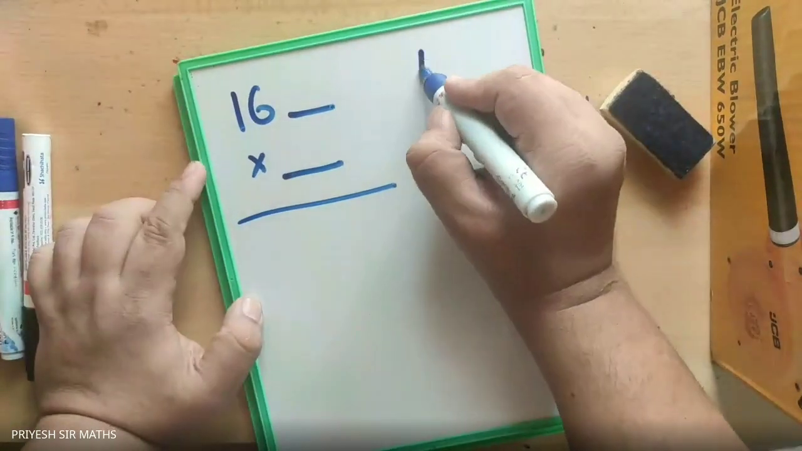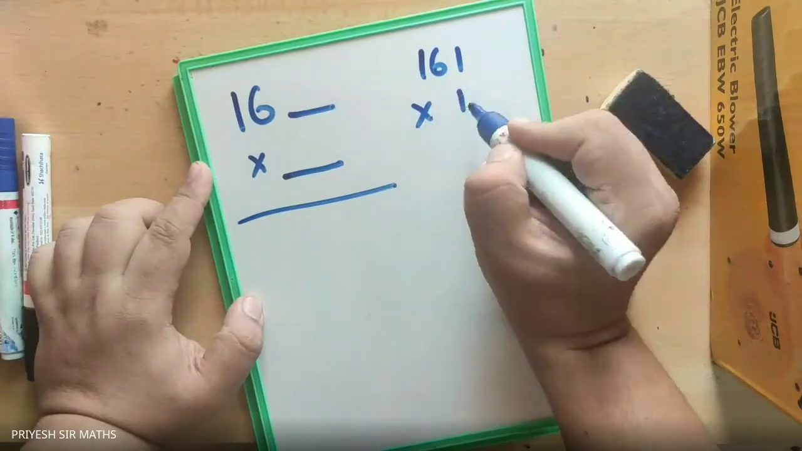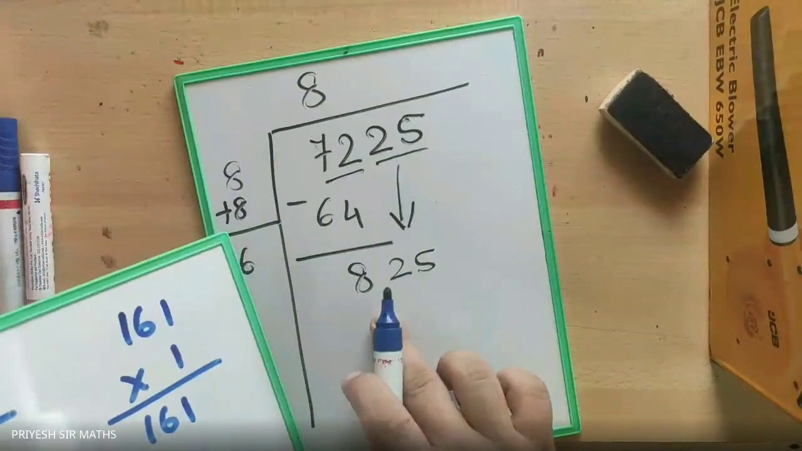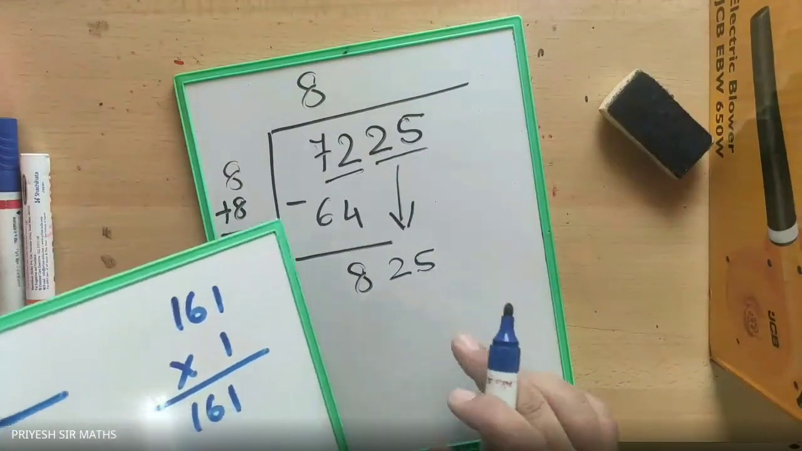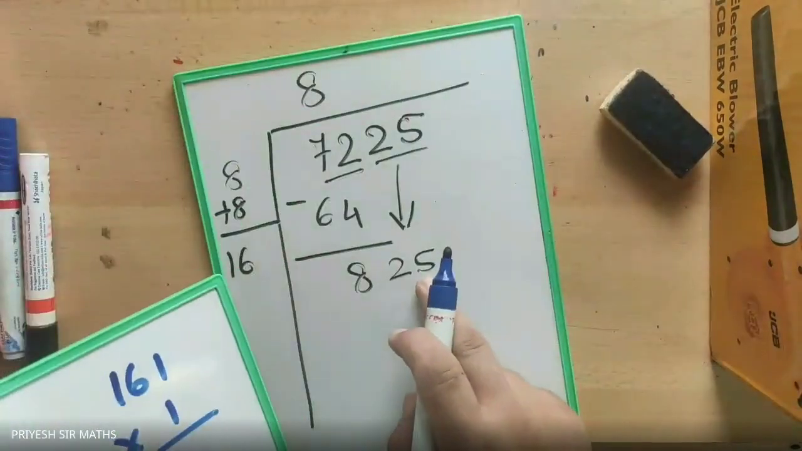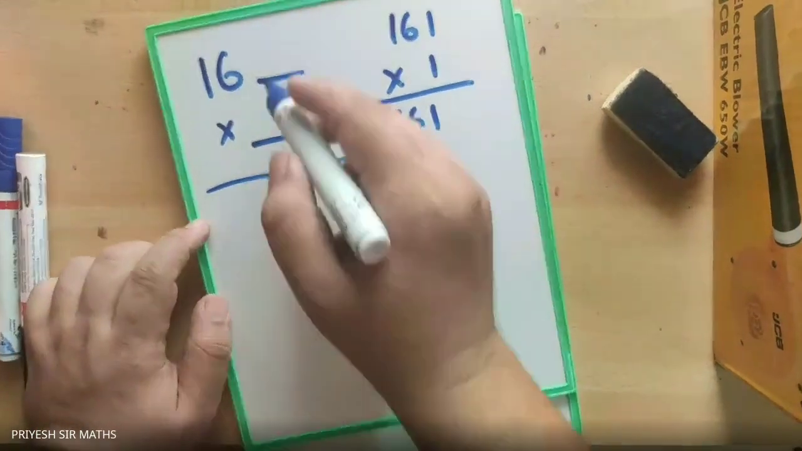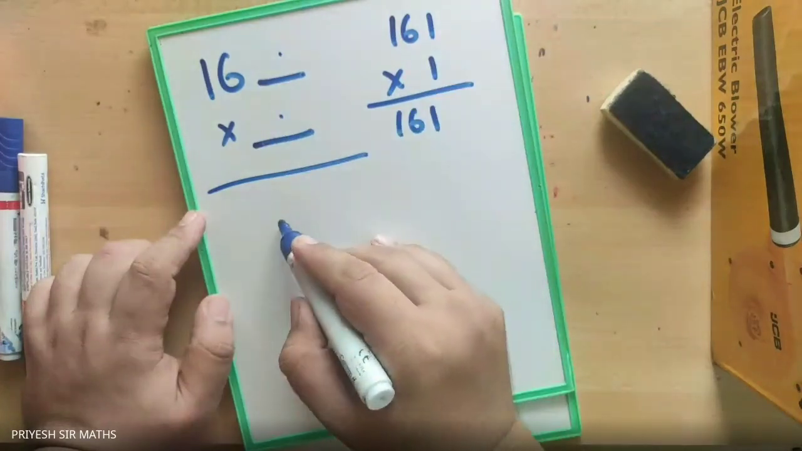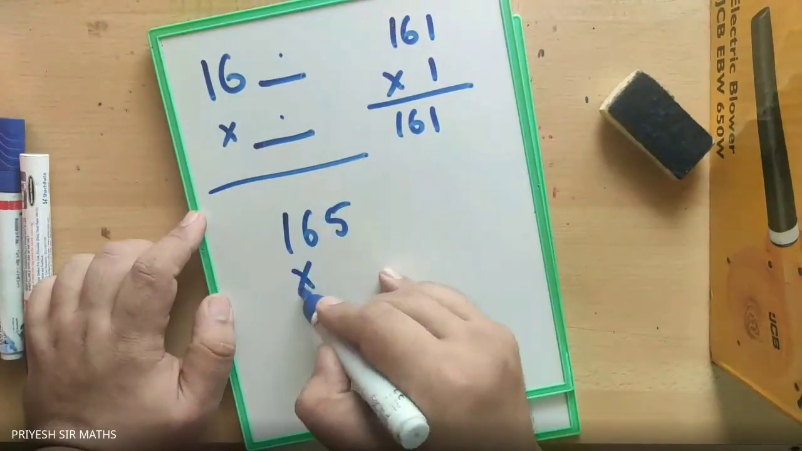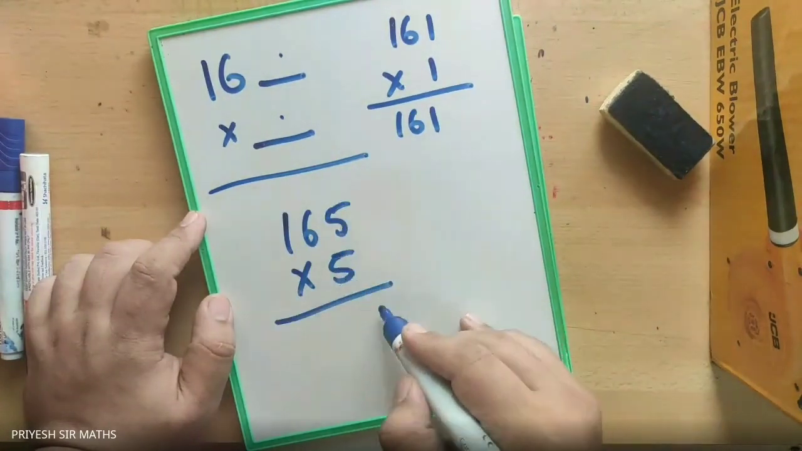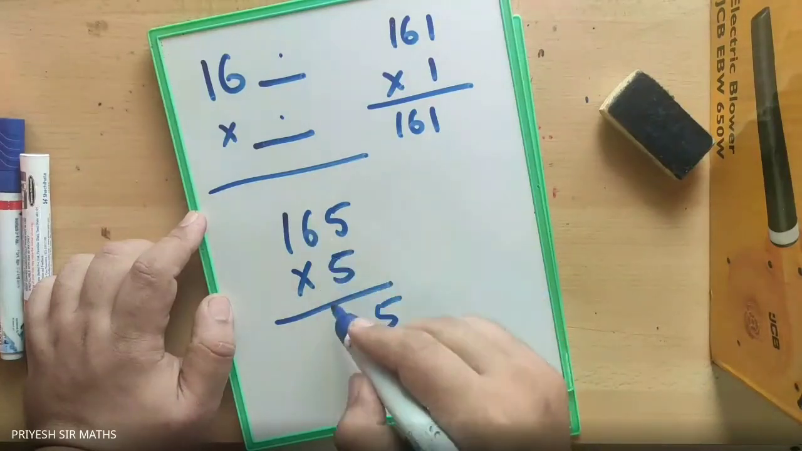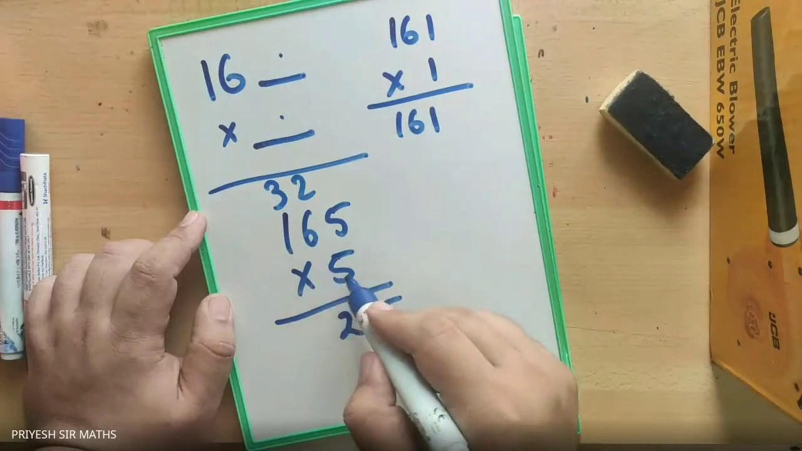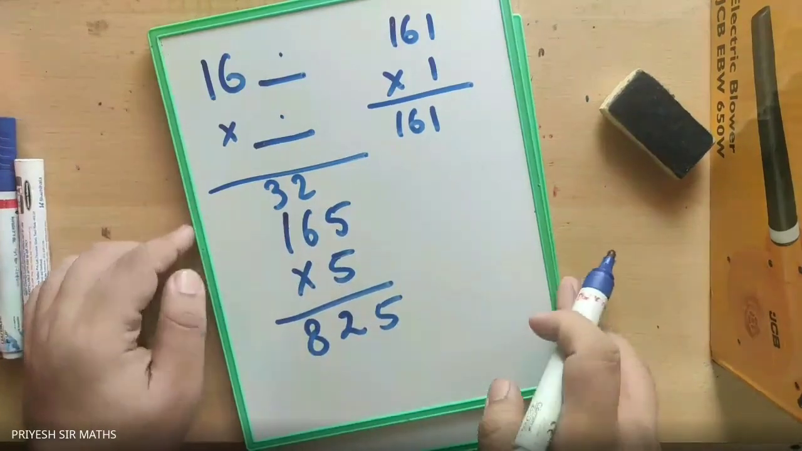If you take 161 multiplied by 1, you get 161. So this is not equal to 825. You can see if it is 5 over here, we can try 5. Whatever number you put over here should be the same number over here. So if you try 165 multiplied by 5, then 5 5s are 25, 3 5s are 15, 1 5 is 5, plus 1, so it is coming like this.